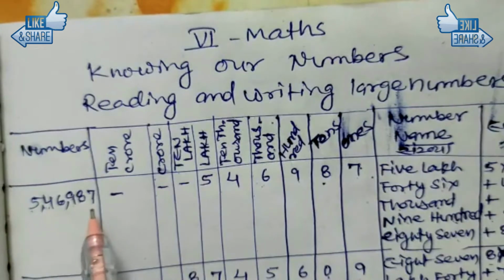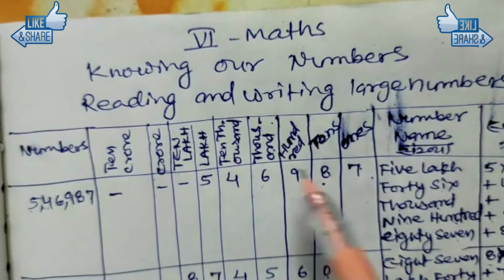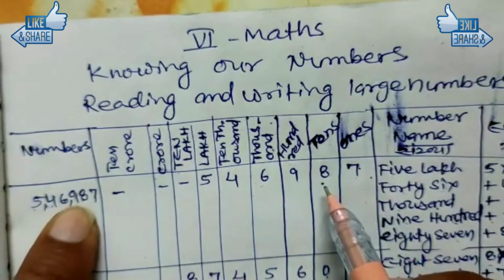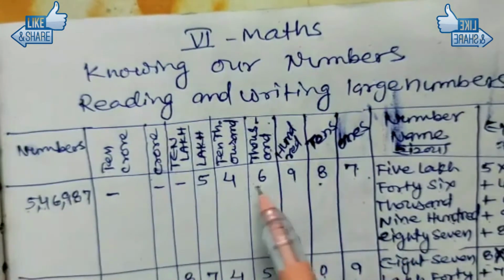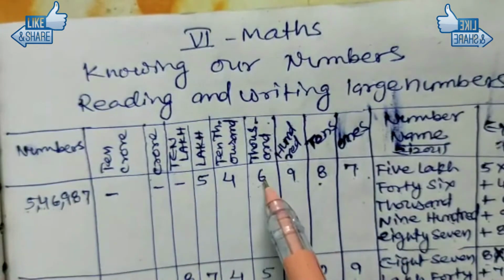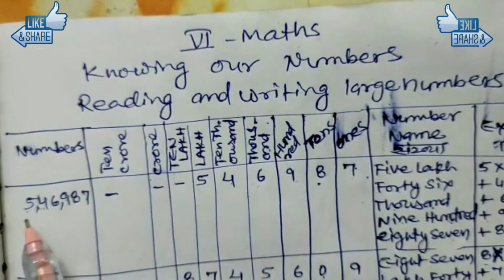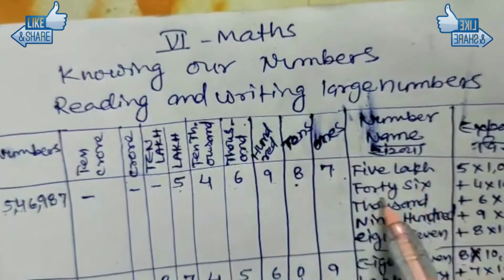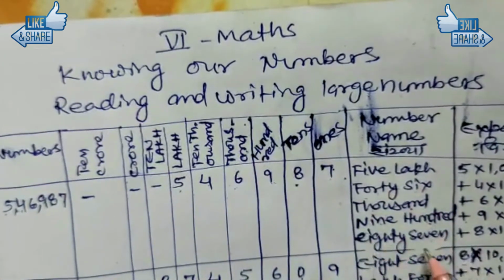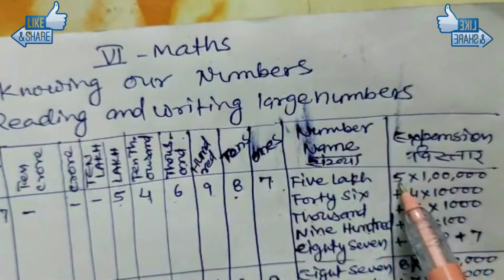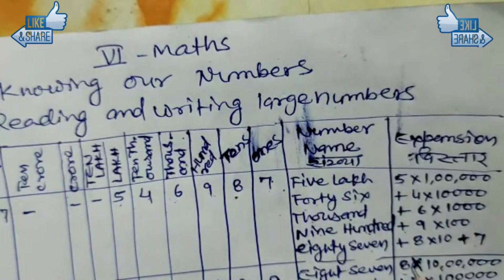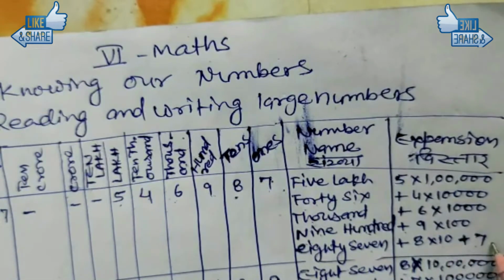5,46,987. So its digits placement: 7 is on ones, 8 is on tens, 9 is on 100, 6 is on 1000, 4 is on 10,000, 5 is on lakh. So we write it as 5,46,987, and its expansion is 5 into 1 lakh plus 4 into 10,000 plus 6 into 1,000 plus 9 into 100 plus 8 into 10 plus 7.